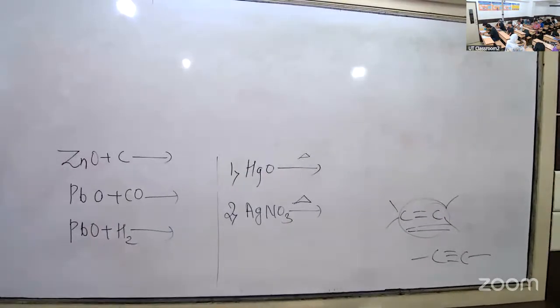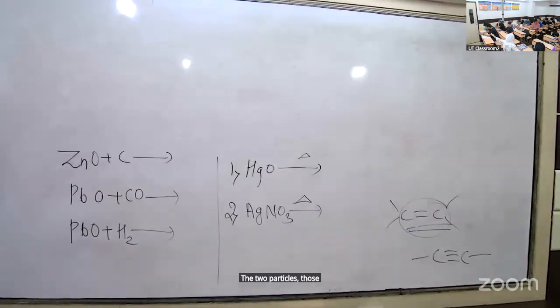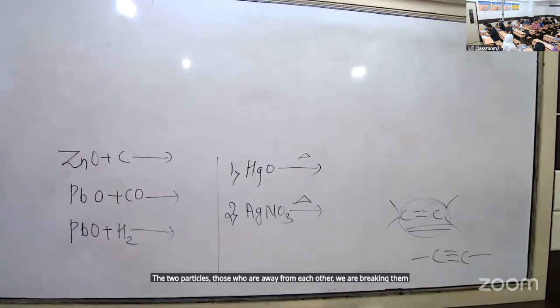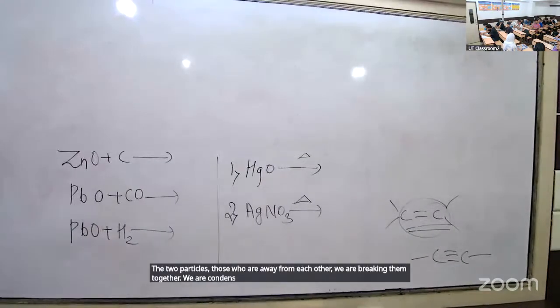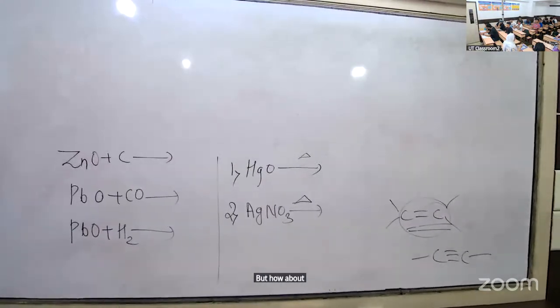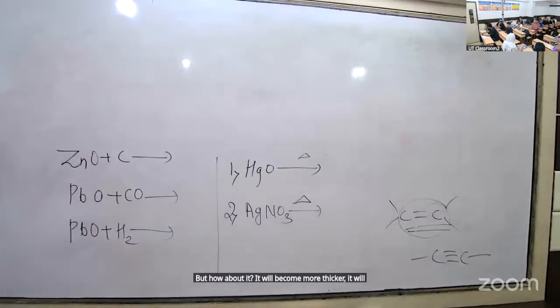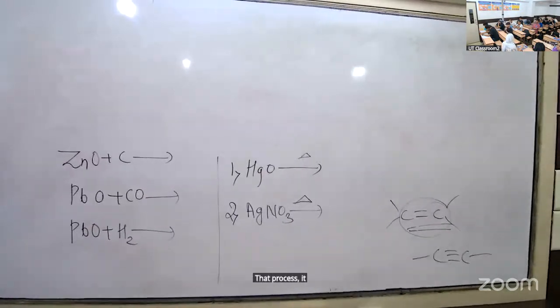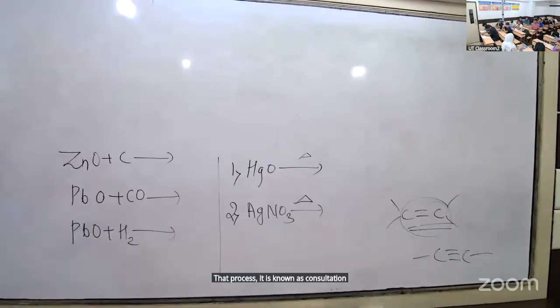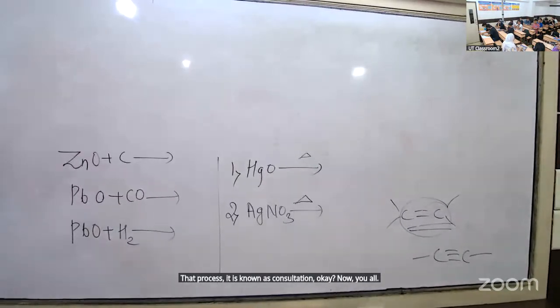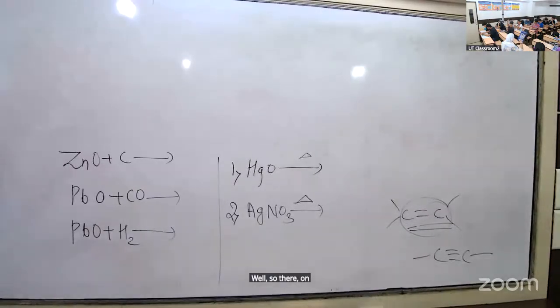So we are reducing the volume. The particles which are away from each other, we are bringing them together. We are condensing it. Right? It will become thicker. It will become richer. So we are condensing it. That process is known as concentration. Okay. Now you all concentrate on all these points which we have done.